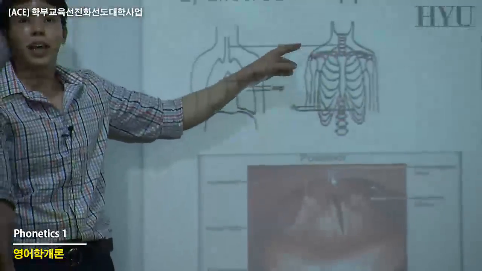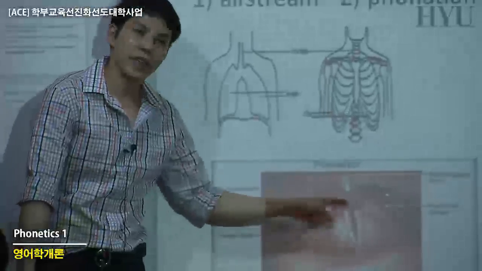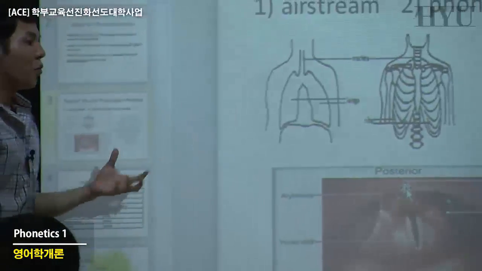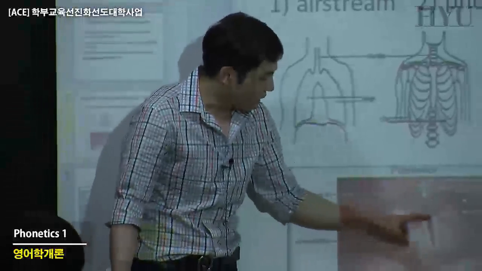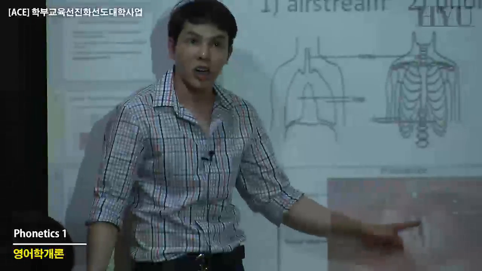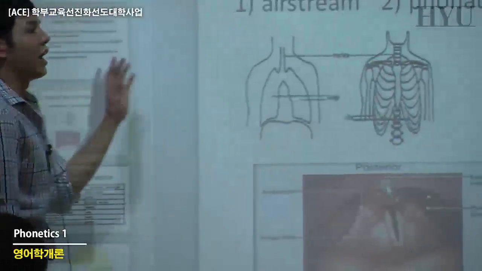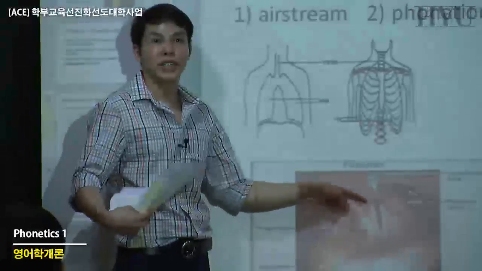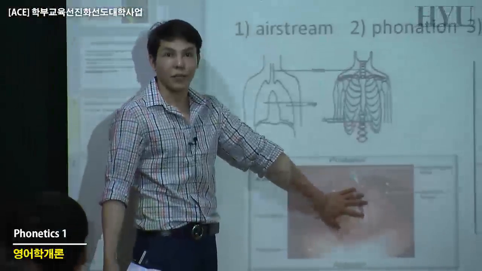So the air from the lungs will pass through this, and then the air will be manipulated. The air will be shaped through this opening. You see the opening here, right? It will be shaped into different shapes and different waveforms, so you have different sounds. So this is the second step, okay?